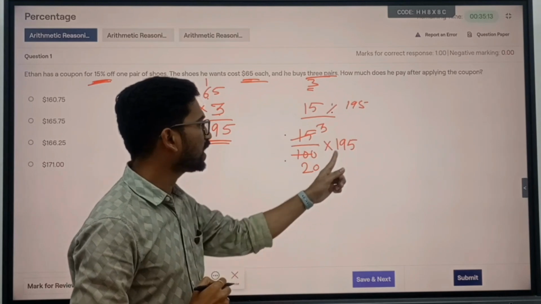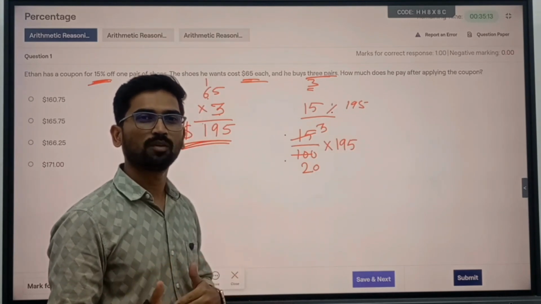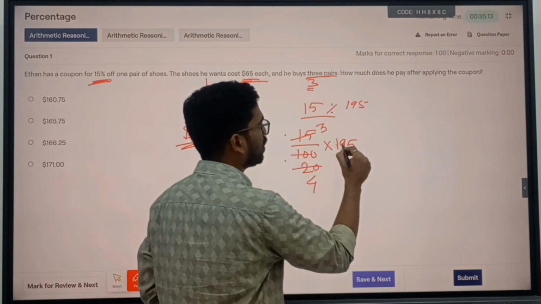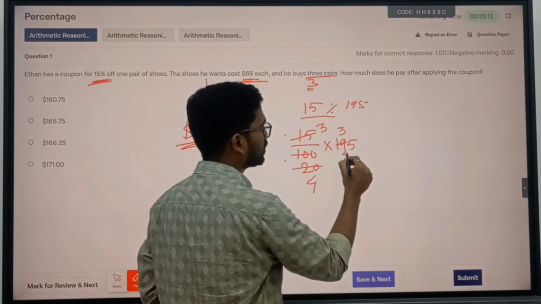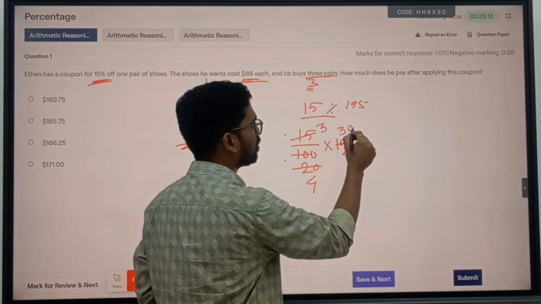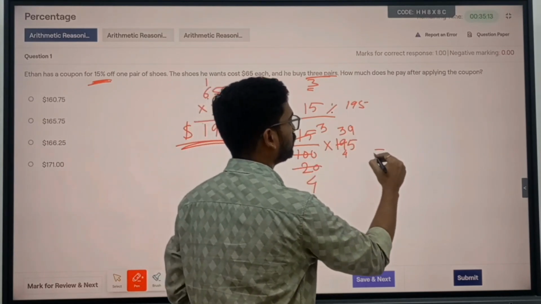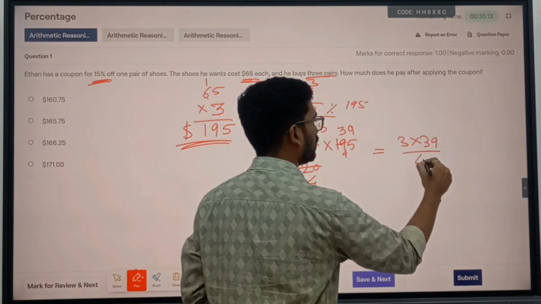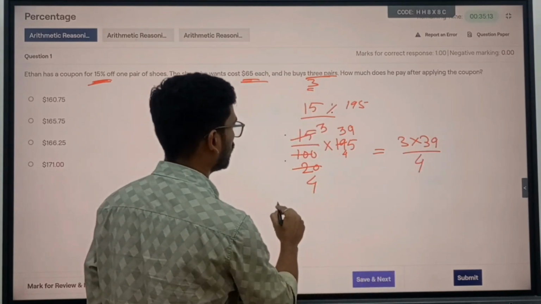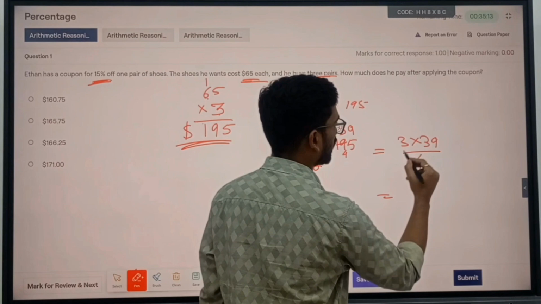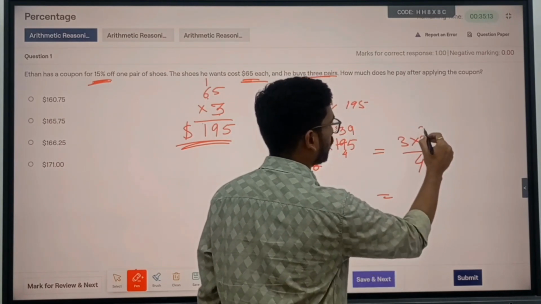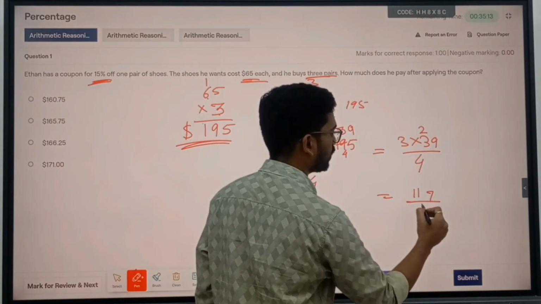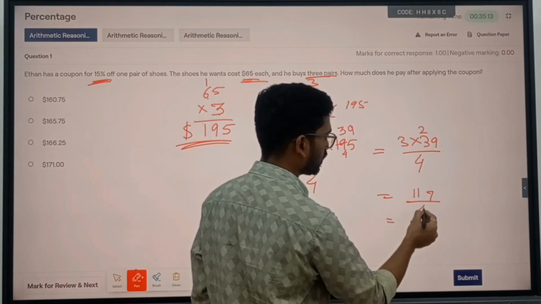Now again, this 20 and 195 can be reduced by dividing with 5. So 5 4s are 20, and here 5 3s are 15, balance 4, 5 9s are 45. So what is remaining? 3 into 39, divided by 4. What is 3 into 39? 3 9s are 27, carry 2. 3 3s are 9 plus 2 is 11. So 117 by 4. Divide 117 by 4.